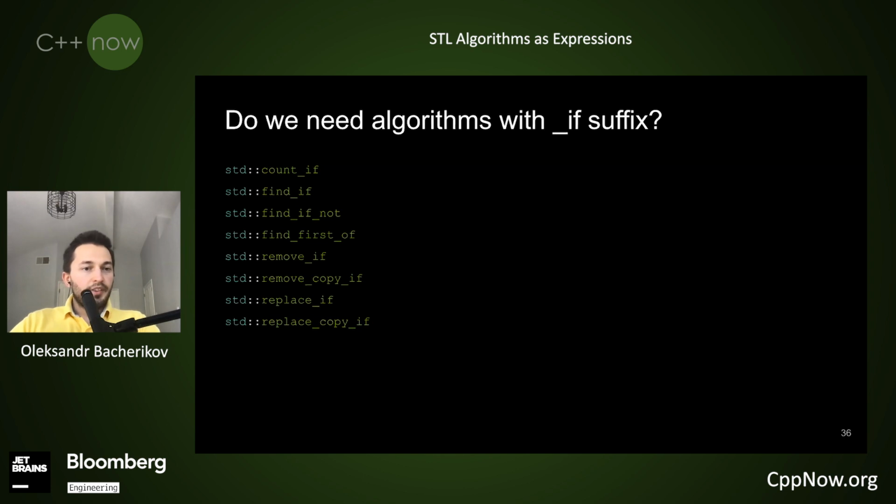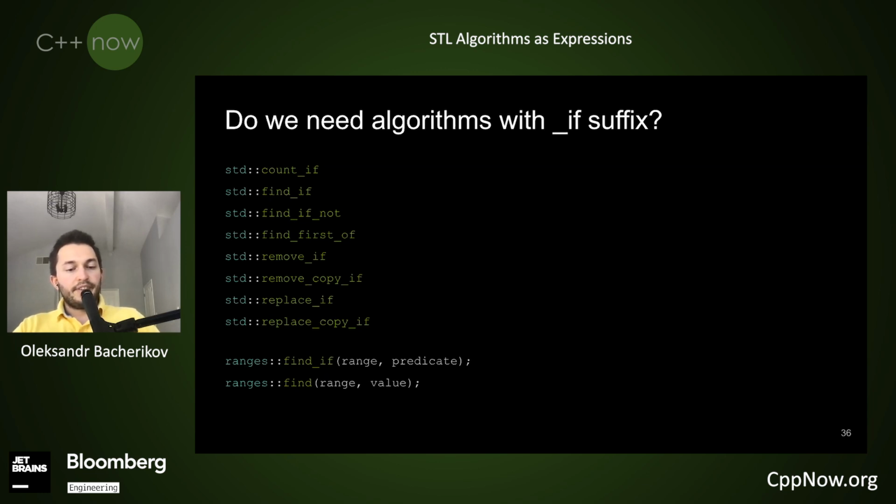Now, another thing I would like to look at is that in the standard library, we have a bunch of algorithms that end with the _if suffix and some other variations of it. So why do we need them? Well, if you look at ranges::find_if, it takes a range and a predicate, and ranges::find takes a range and a value. And why are there two of them? Well, because searching for a value is a very common use case.